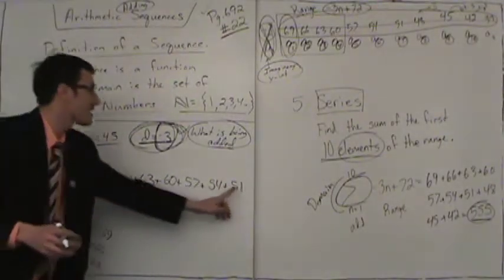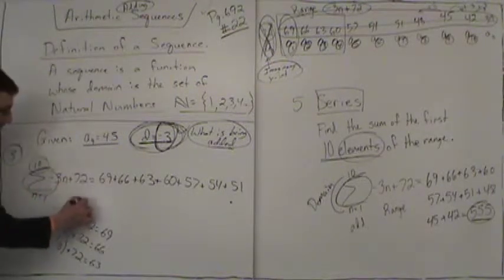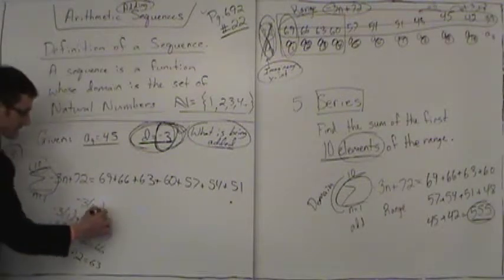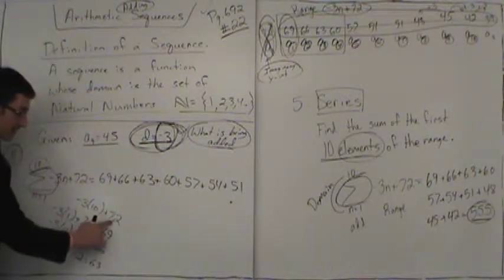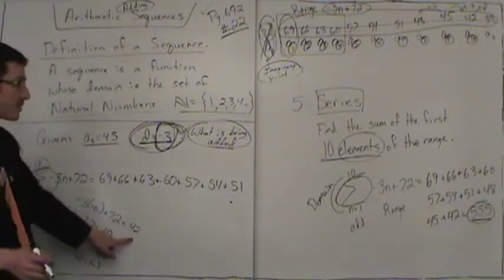Now hold on. We need to know where we're stopping. Now to know where you're stopping, you put in the last domain value. You put in 10 for n. So negative 3 times 10. Putting in 10 for n, negative 3 times 10 plus 72 is negative 30 plus 72, which is 42. So we're stopping when we get to 42.